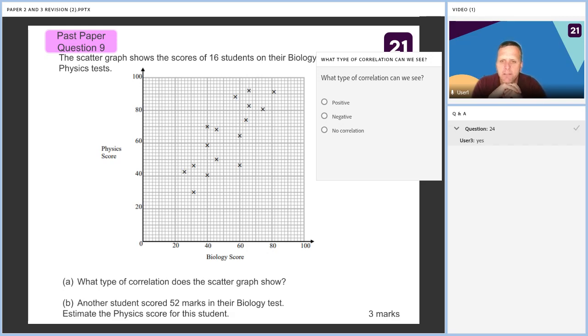Okay, so lots of people agreeing, one or two not so much. We can see here we've got a general upwards trend, which would mean that that is positive correlation. So we can write down positive correlation to get yourself your mark.